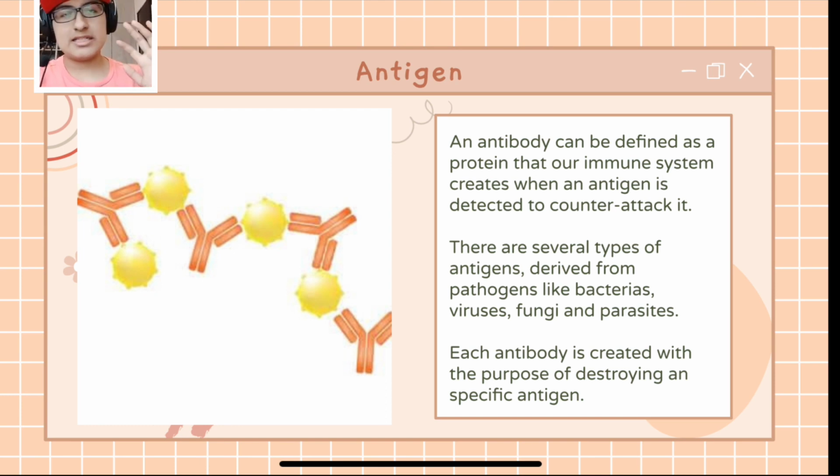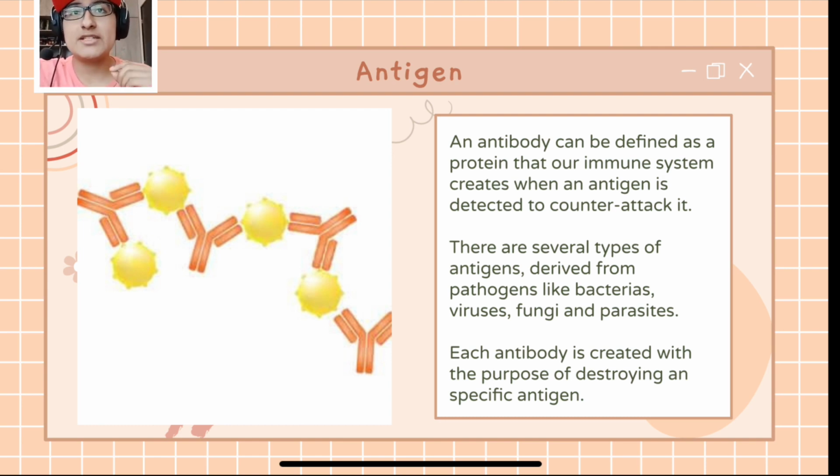There is a different example. There is a different pathogen, or there is a different antigen, depending on if it's a bacteria, a virus, a fungi, or a parasite. And of course, there is a different antibody depending on the antigen.